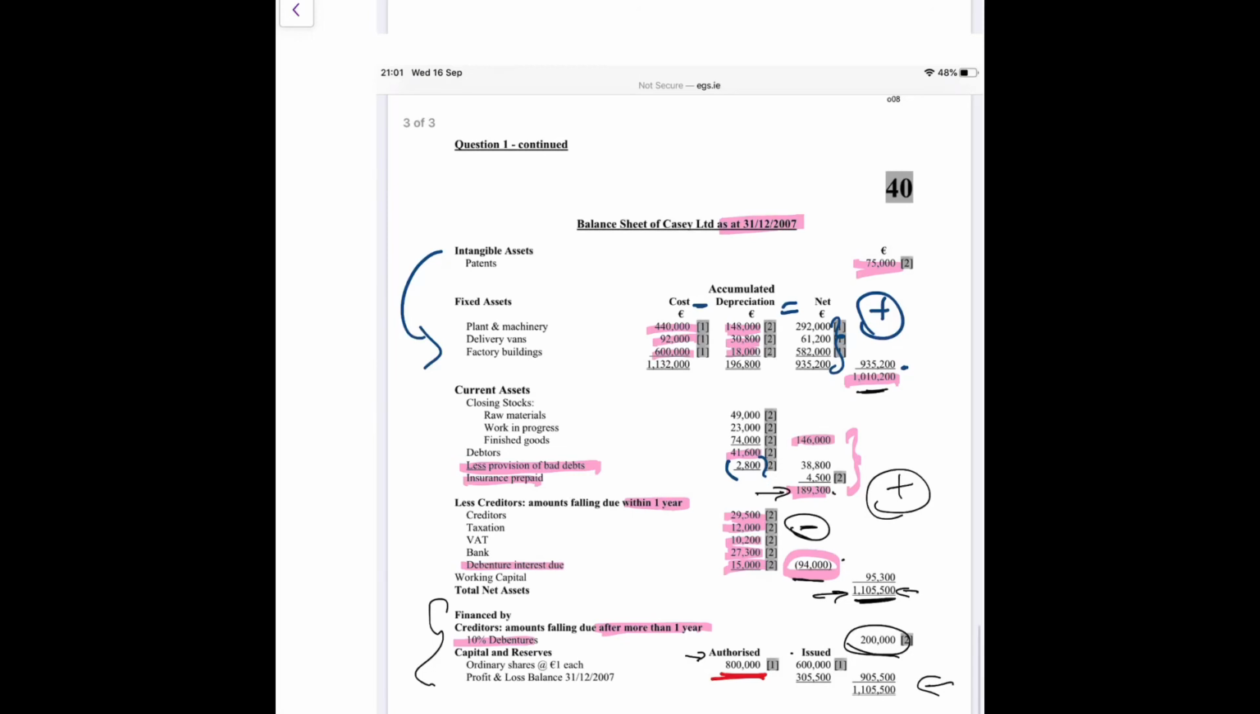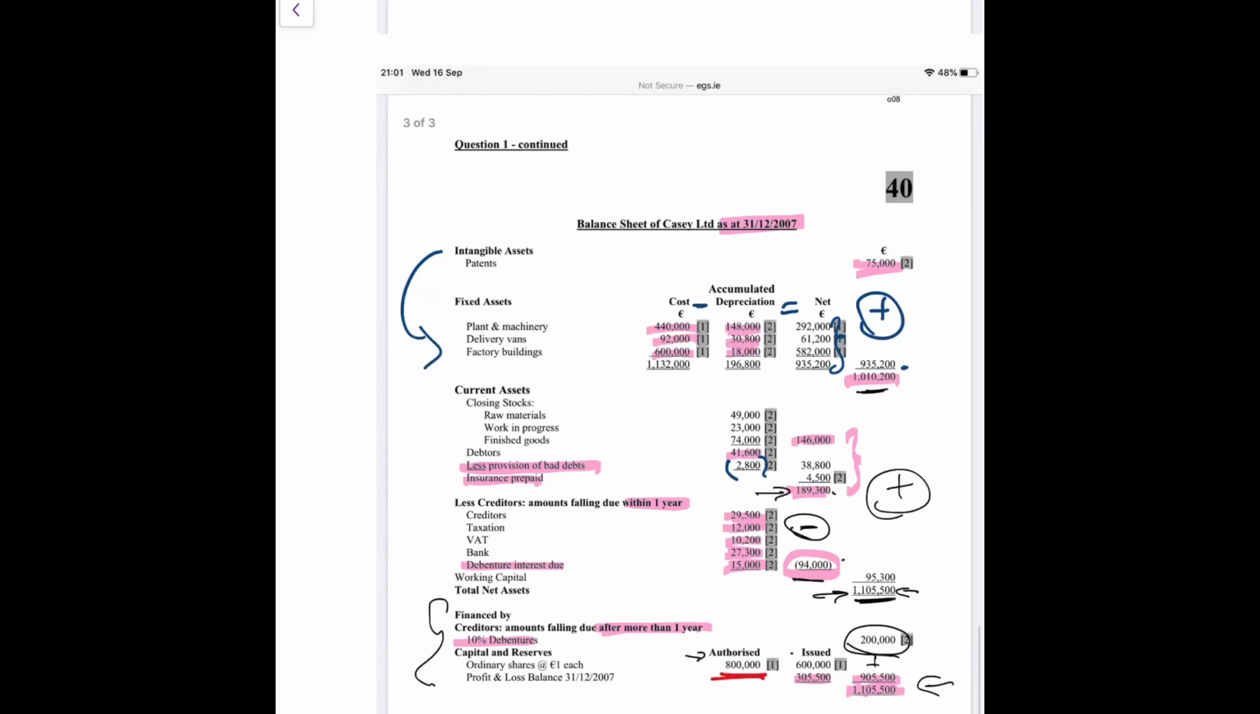So we have 600,000 euro coming in from shareholders, and we also have the profit. We have a profit balance of 305,500. So you're adding those two together to bring capital and reserves to 905,500, and then you're going ahead and adding the 200 to that, and that brings it up to the balancing figure of 1,105,500, okay? And that is the balance sheet. So that's how it works, okay?